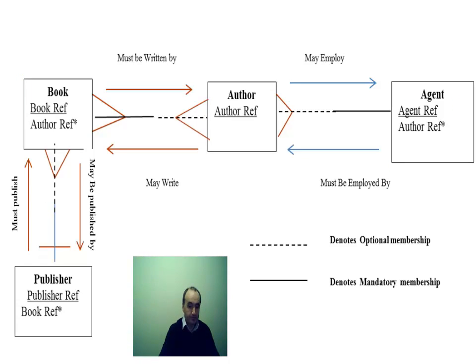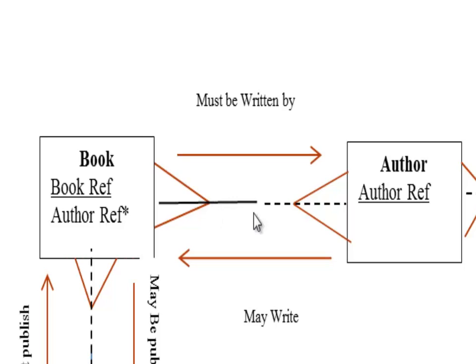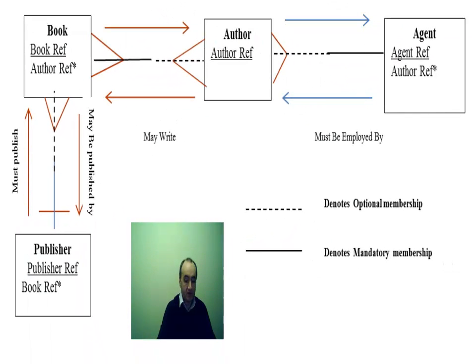In this example, we can see that a many-to-many relationship exists between book and author. And if we look at the key, we can see that the dashed line denotes an optional membership rule, and the solid line denotes a mandatory one. So we can see that an author may write a book, but a book must be written by an author. An author may employ an agent, but an agent must be employed by an author, and so on.